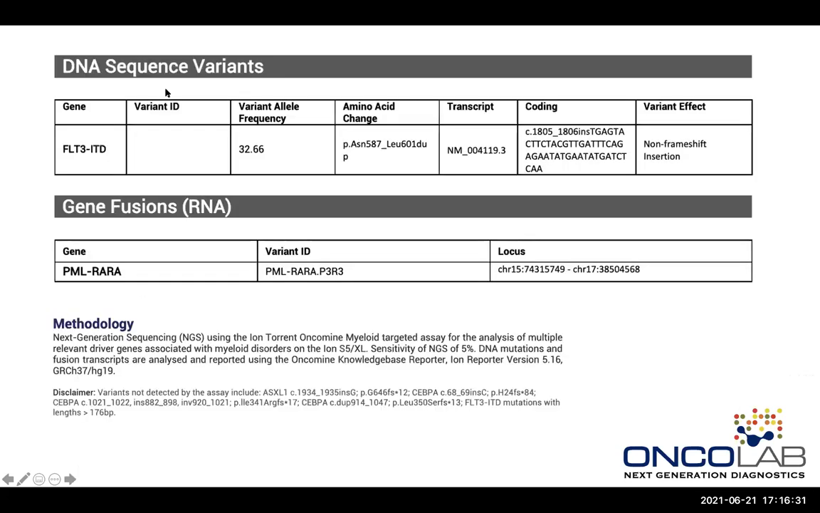Okay, and then this is our report, well, a summary of our report that goes out in the end. So we mention most of the things Karen mentioned, and also the breakpoint regions for our fusions. And you can see here at the bottom, we mentioned the methodology, but we also have this disclaimer. Variants not detected by this assay include ASXL1, CEBPA, and FLT3 ITD mutations of more than 176 base pairs.